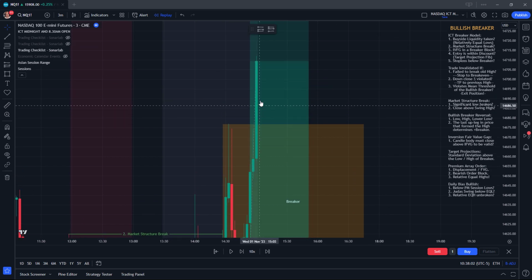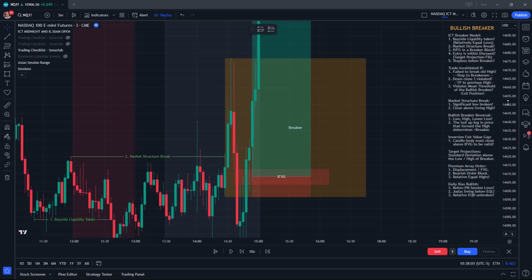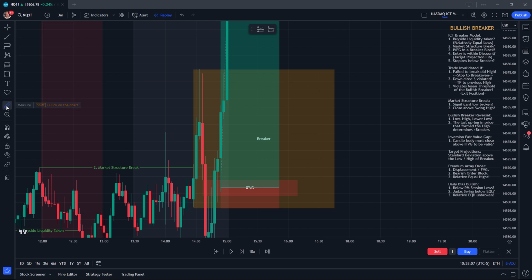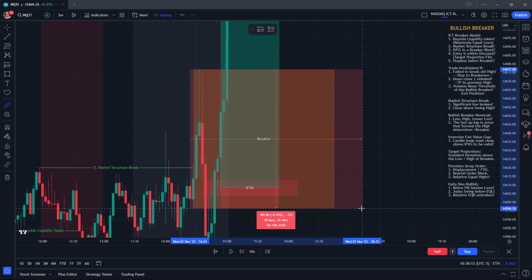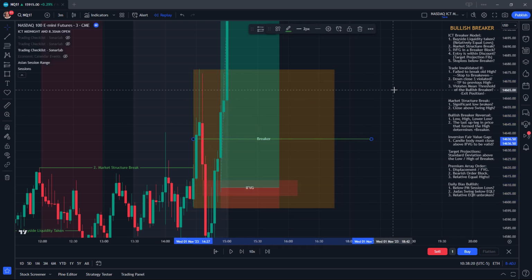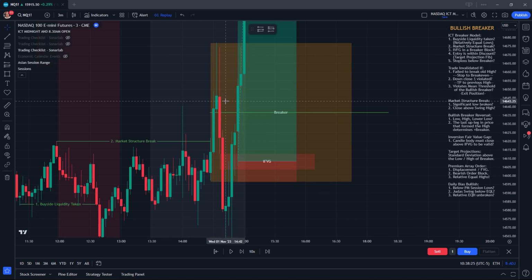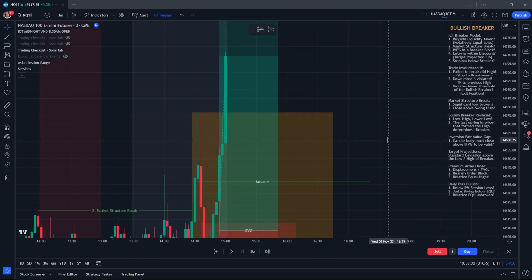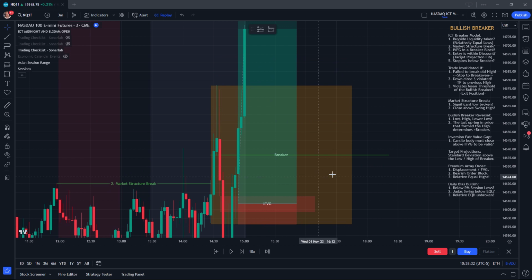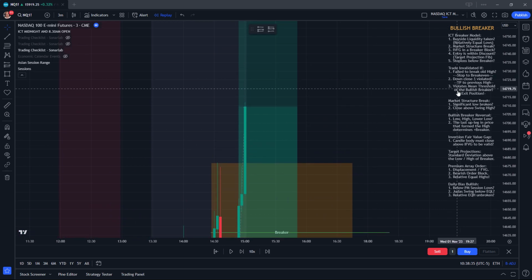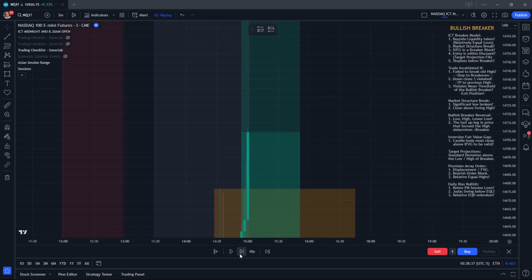Okay, so price has now left the breaker, so we're actually going to create a mean threshold here using the ruler. I'm just going to draw this line to identify the mean threshold of the breaker. So it's okay for price to come back down, maybe come into it a little bit more, but if price starts coming back down into the breaker below the mean threshold, that's going to start invalidating the whole thing. So I've just got that there, and if that does happen, we'll be exiting the position. But let's just see how this goes.